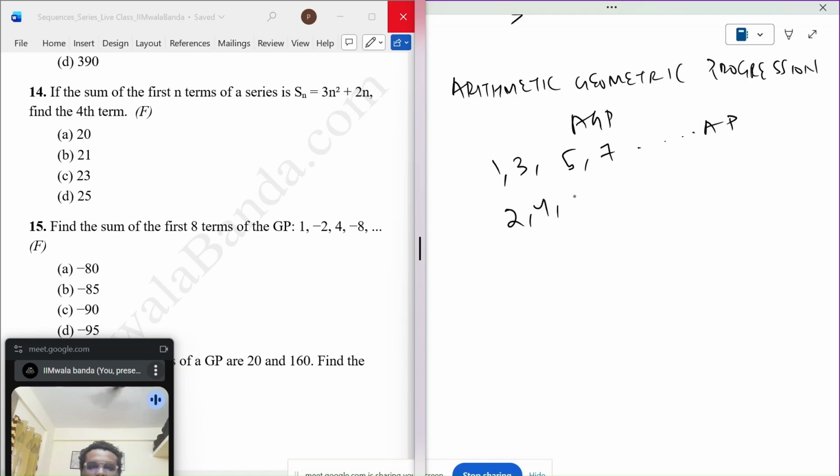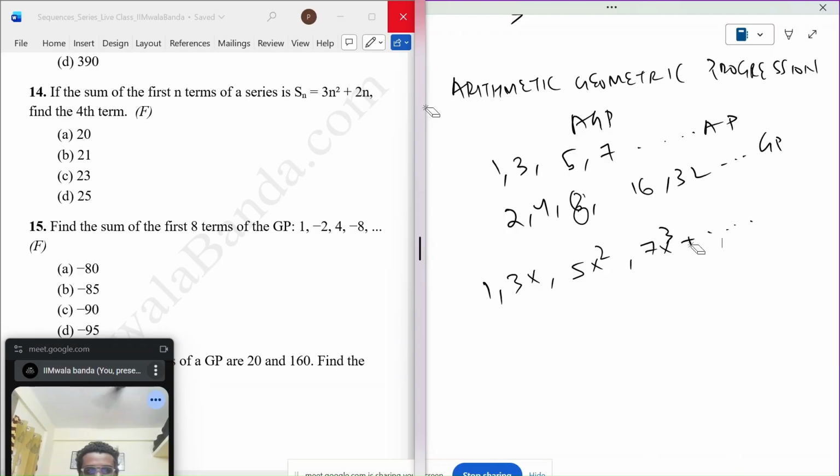And if it is 2, 4, 6, 8, 2, 4, 8, 16, 32, and so on, this is a GP. Now AGP is basically a mix of both. For example, 1, 3x, 5x square, 7x cube, and so on. If these are the numbers, you can see it's a mix. The first part of the number is in AP and the second part is in GP.